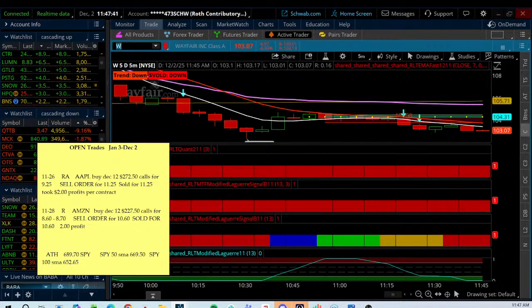It could bounce right back up again, but I do know that there was a lot of selling of shares on Wayfair the other day from the CEO and the CFO. They sold 150,000 shares each. Doesn't mean anything, not necessarily, but when I see it coming down and I know about that, it gives me a little bit more confidence that the trade might work.